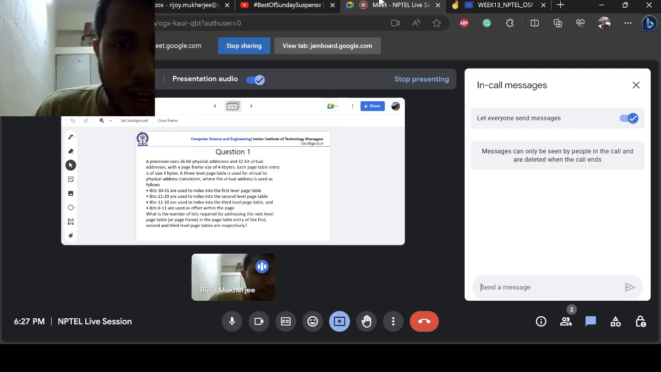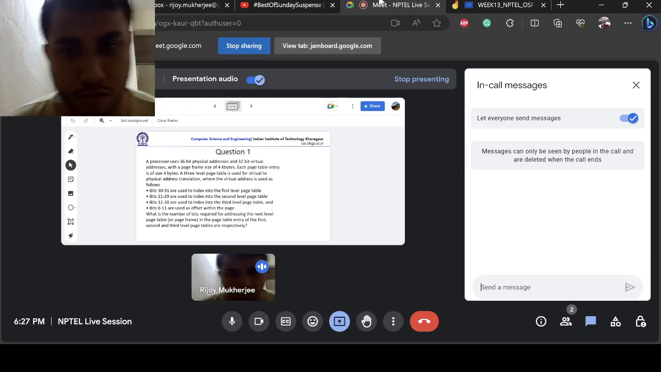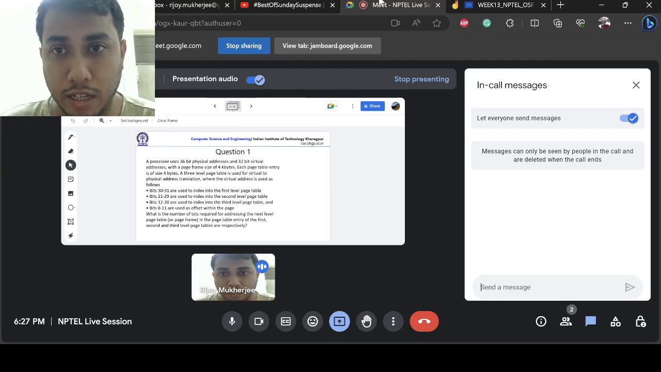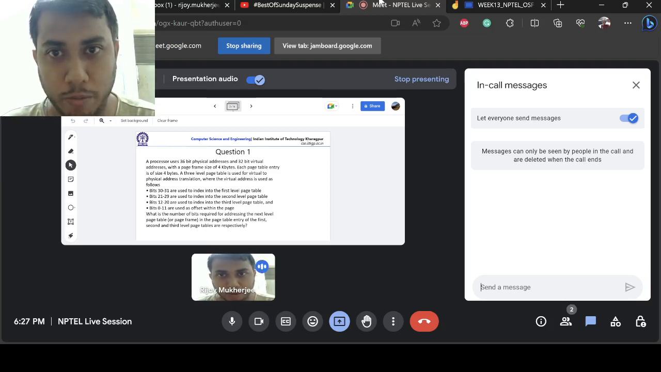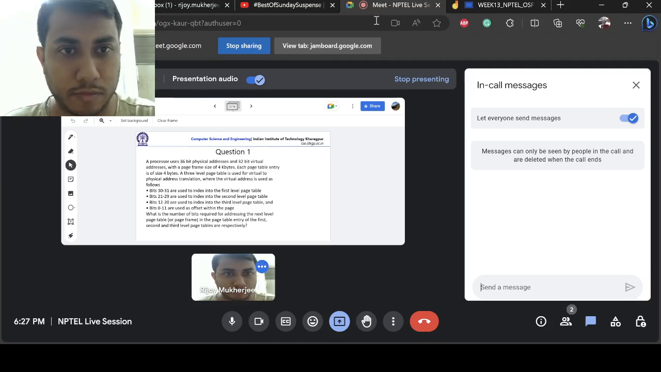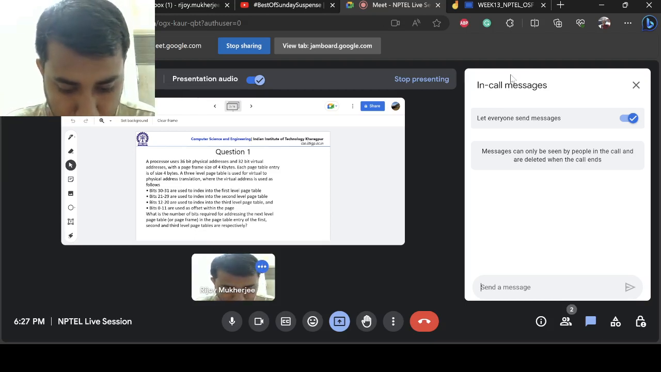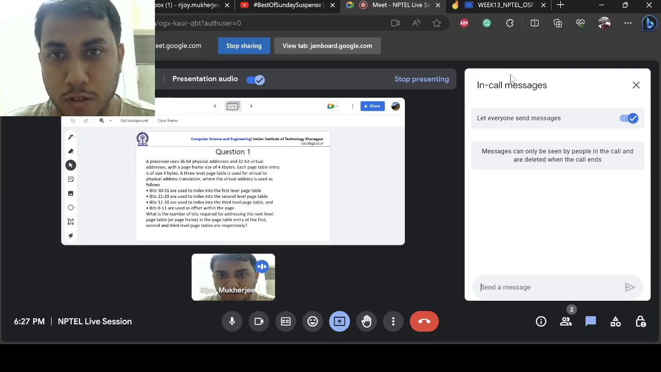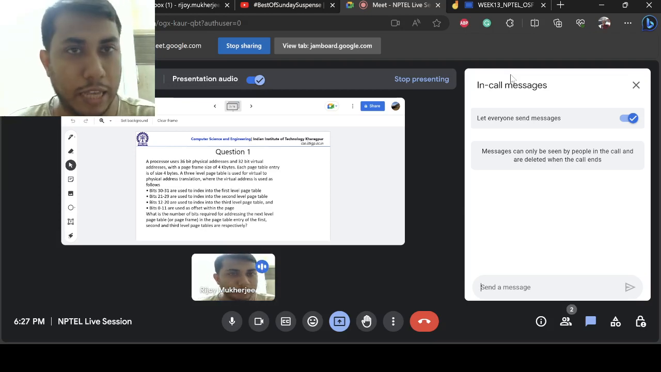So let's start with this first question. It says that we have a processor which uses 32-bit physical address and 32-bit virtual address, with a page frame size of 4 KB. So the page frame size is 4 KB.